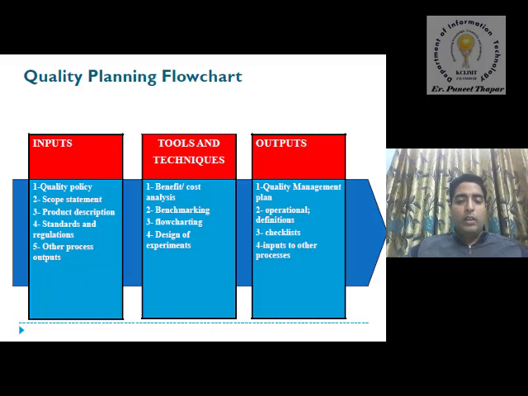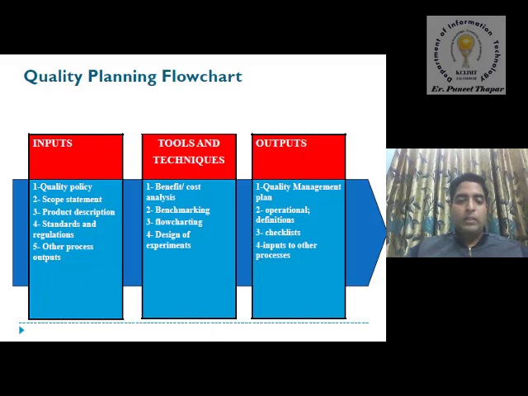So a quality planning flowchart is here. We have already discussed that we have to consider three things: inputs, tools and techniques used for quality planning, and outputs. In inputs, we discuss the quality policy that is adopted for quality planning, scope statements, product descriptions, standards and regulations, and other process outputs. These are the various input parameters that are used for quality planning. And the tools and techniques are benefit and cost analysis, benchmarking, flow charting, and design of experiments. With the help of these we will design a plan of a quality product. And last is the output generation. Output generation depends upon the quality management plan, operational definitions, checklists, and input to other processes. These are the various parameters that are used to develop a quality plan.